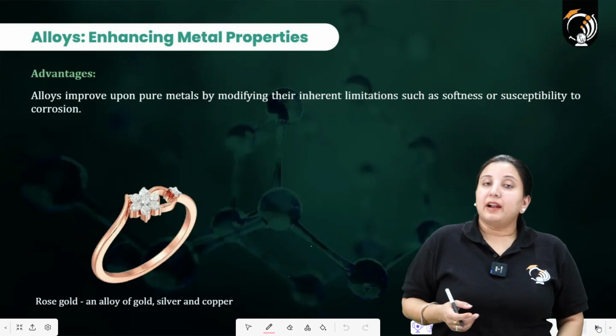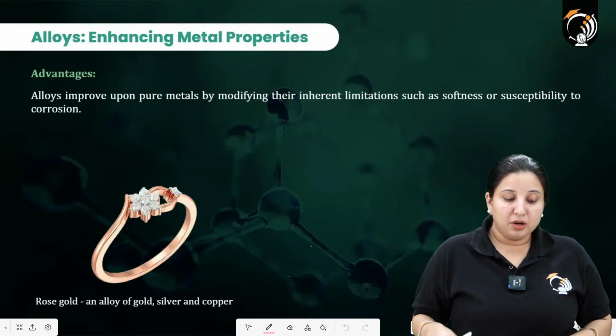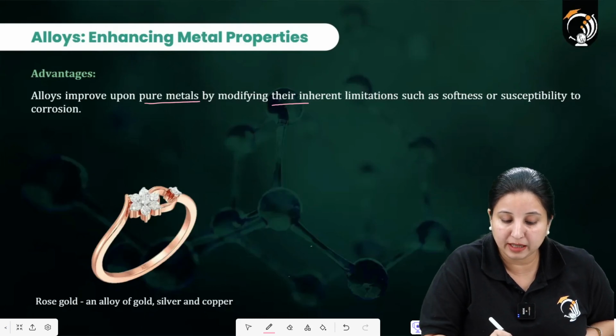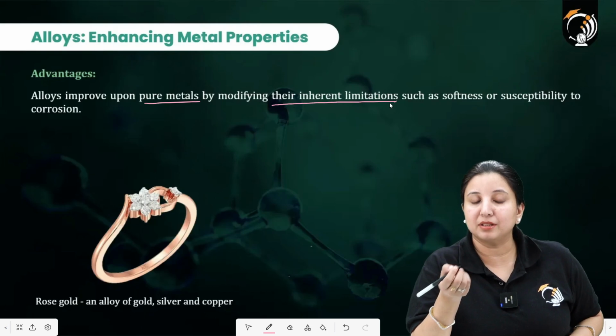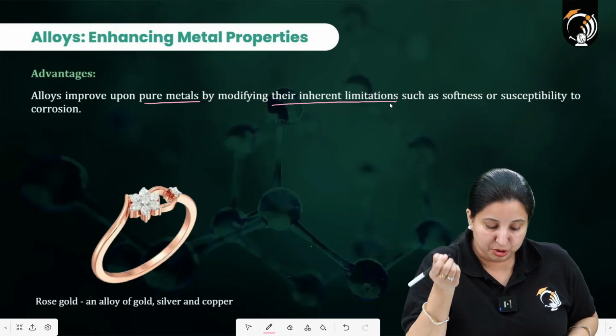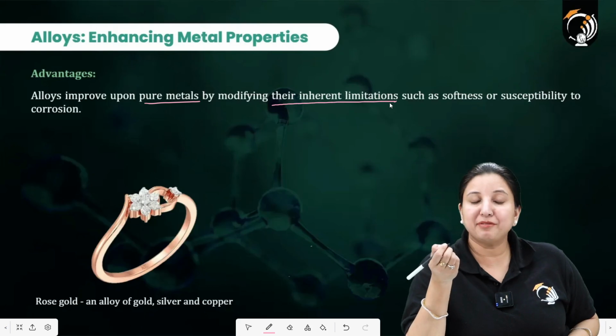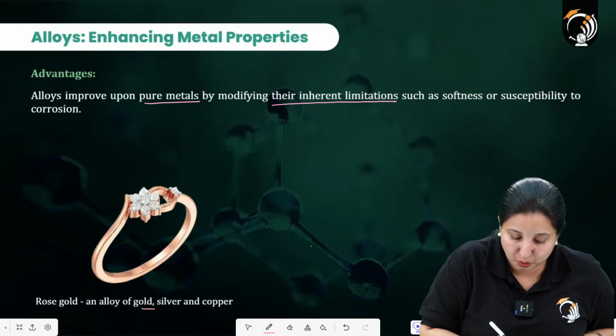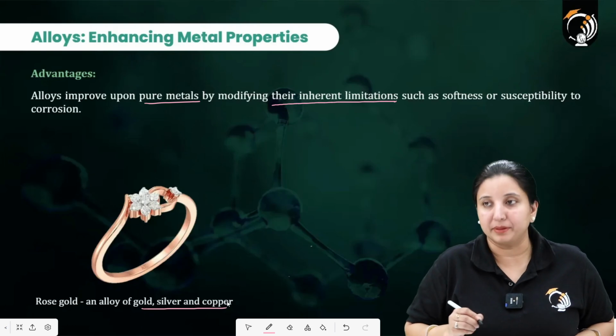Now, what are the advantages of the alloys? Basically, alloys improve upon the pure metals by modifying their inherent limitations, for example, the softness and the susceptibility to corrosion. For example, if I talk about rose gold, it is an alloy of gold, silver and copper.